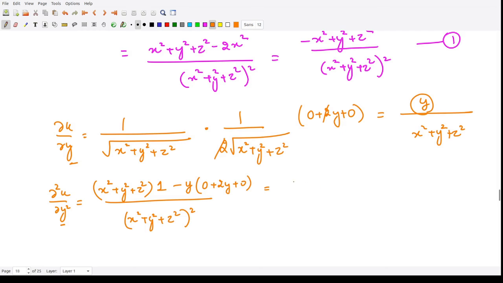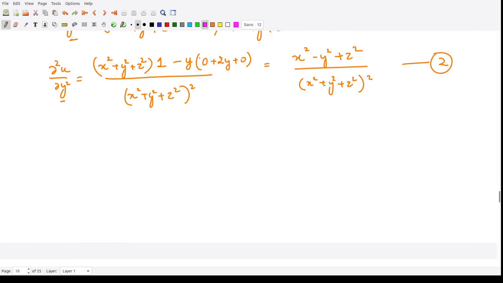So when you simplify this, you will have (x² − y² + z²) divided by (x² + y² + z²) whole squared. So say this is your equation number 2, and again we'll calculate ∂²u/∂z². Firstly we'll calculate the first derivative with respect to z of u.